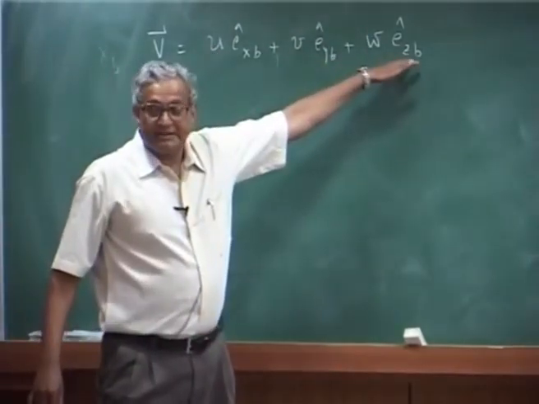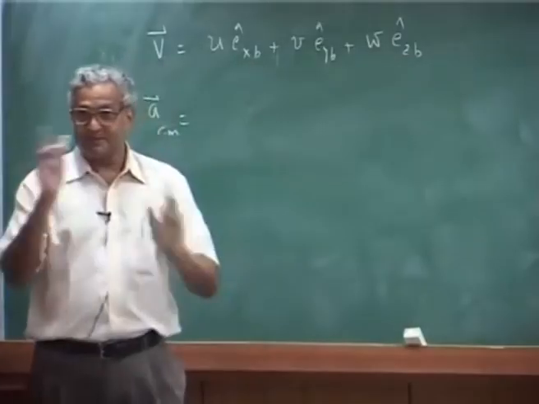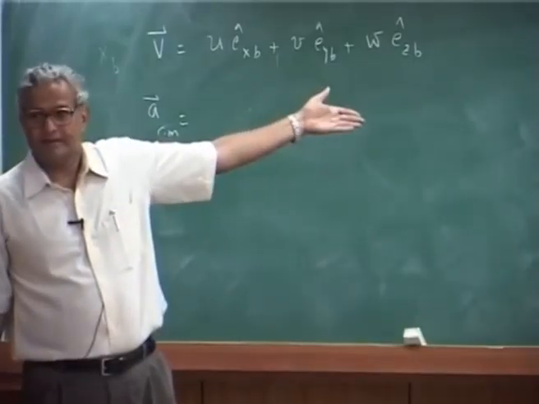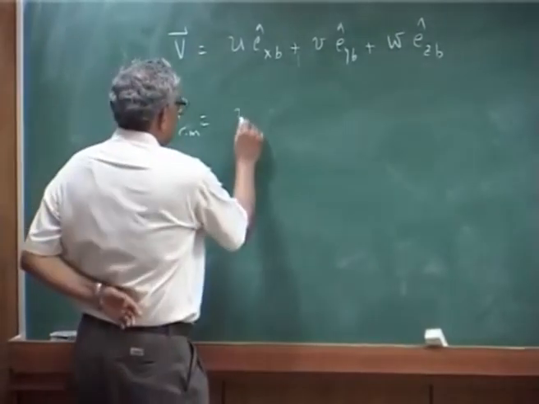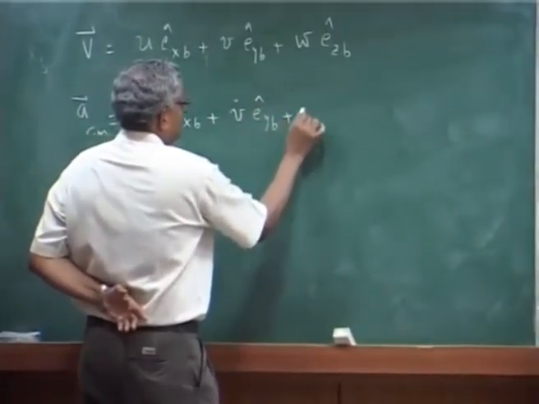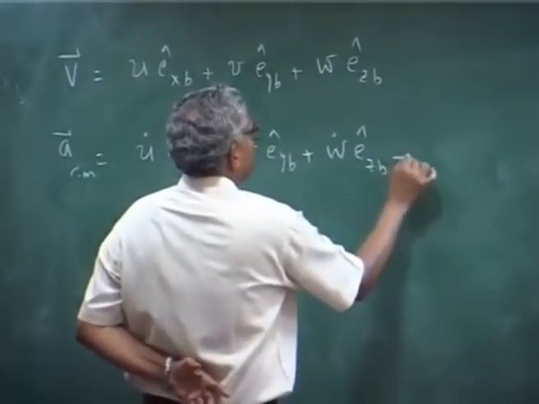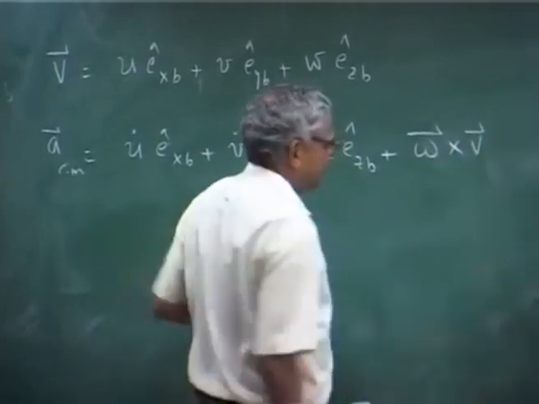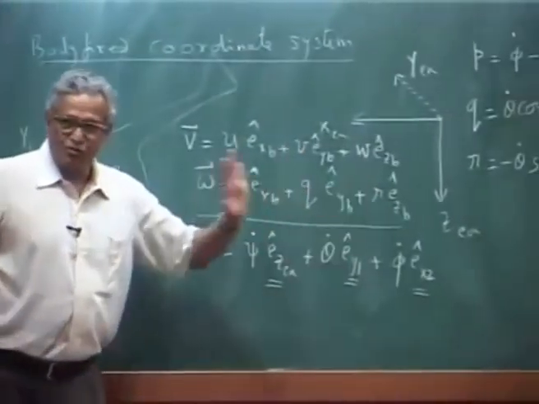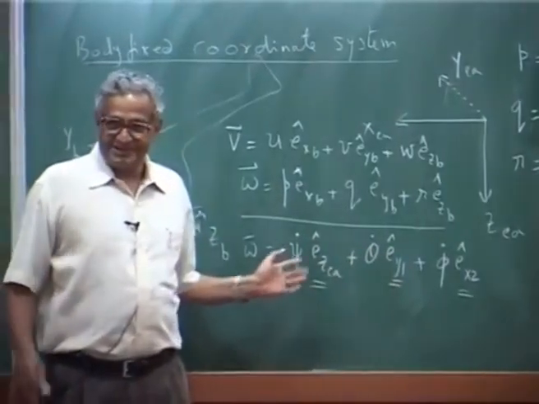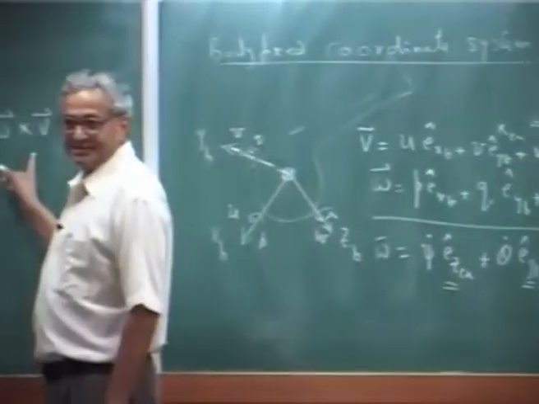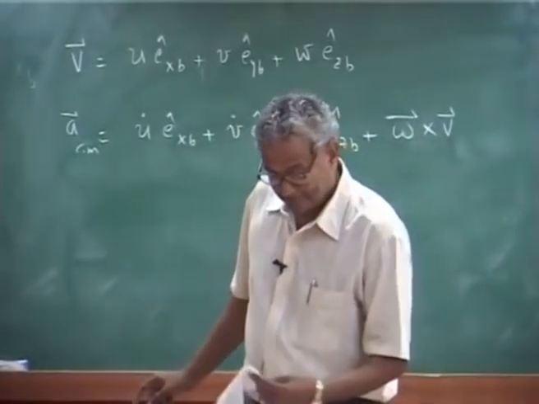Time derivative of this, and then these vectors are also changing their orientation, but they change with the angular velocity. So omega cross v will come. So you will have u dot e x b plus v dot e y b plus w dot e z b plus omega cross v. Okay. Now you put the omega, it is PQR. Use PQR, don't use this omega, because that we will keep as a separate relationship. Always use PQR, take a cross product. You will have the acceleration of the vehicle.